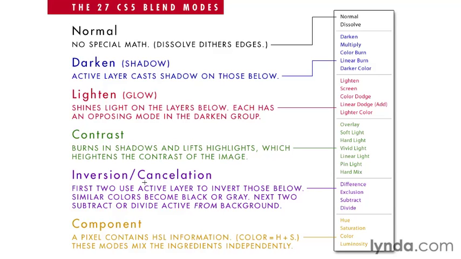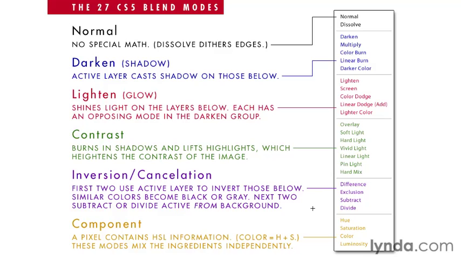So the first 2 blend modes use the active layer to invert those below. Similar colors become black in the case of difference or gray in the case of exclusion. The next 2 subtract or divide the active layer from the background. So when you're subtracting, that is the math that happens. You're just subtracting the active layer once again, so the luminance of the active layer, from the luminance of the layers in back of it.